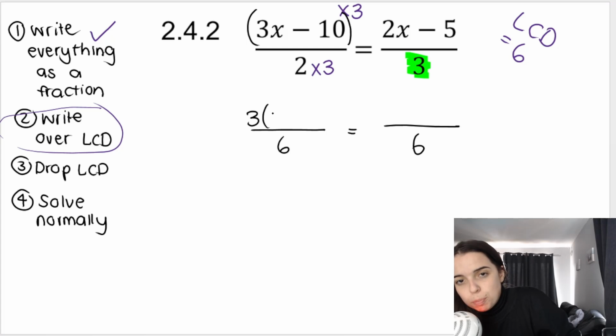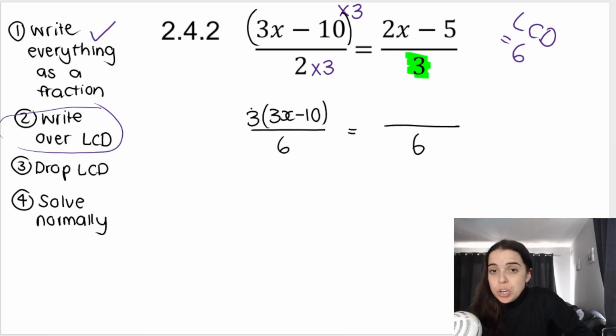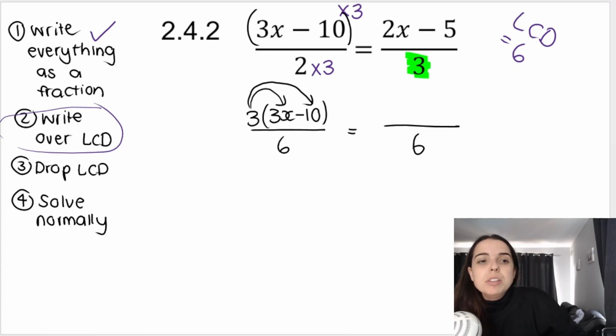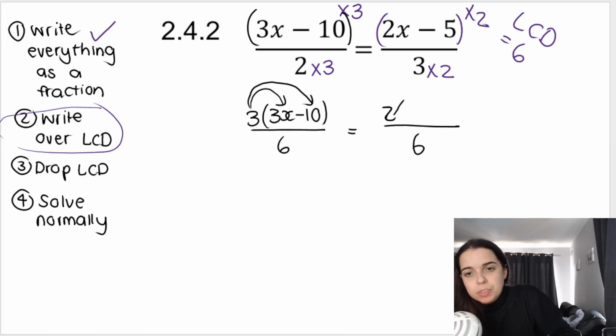3 multiplied by 3x minus 10. Not only are you multiplying 3x by 3, you're also multiplying negative 10 by 3. Keep that in mind. Then we do the same thing, but on the right-hand side. What do you need to multiply 3 by to get to 6? Times 2. What you do to the bottom, you need to do to the top. So you're multiplying that entire bracket by 2, like that.